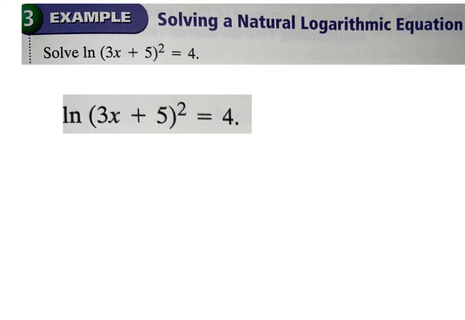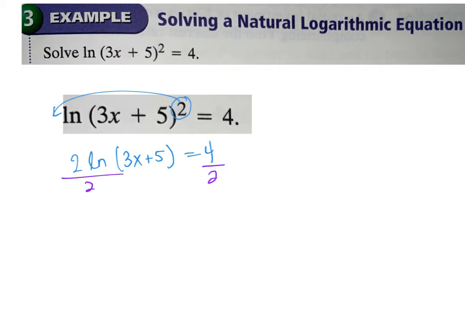Use e. Take the 2. Yeah, we will use e. So first we're going to take this 2, and we can pull it out in front. So we have 2 natural log of 3x plus 5, and that equals 4. And so I am going to divide by 2, and I have natural log of 3x plus 5 equals 2. And now I'm going to use my e.